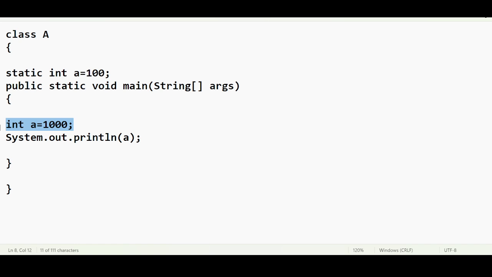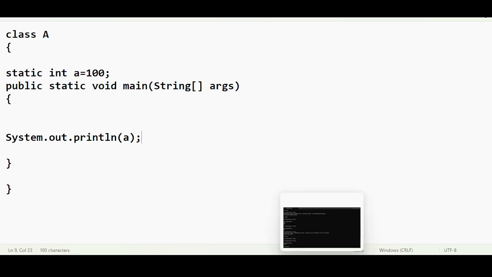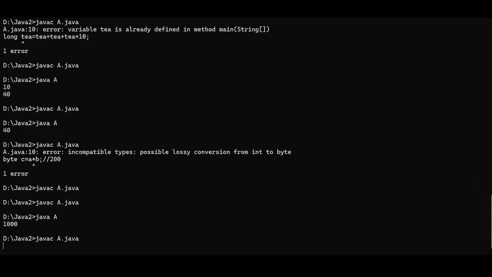If you're not giving this, definitely the JVM will think, okay, the programmer has not defined any variable inside the method. Let me jump into the class. The control will jump into the class and get the value assigned to that variable name. In this case, the value 100 will be displayed in the console.